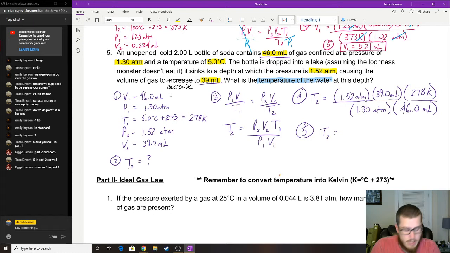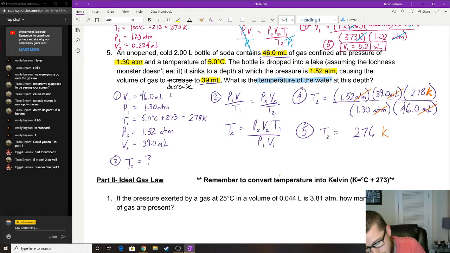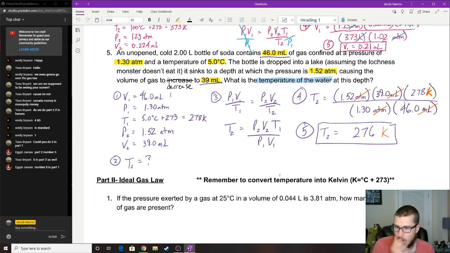And then I'm going to divide by 1.3, and I'm going to divide by 46. And I get a number, 276. Let's just call that 276. And once again, how do we know the unit? Well, let's see. Atmospheres cancels. Milliliters cancels. Kelvin is not canceled. And so that's how I know the unit's going to be Kelvin.